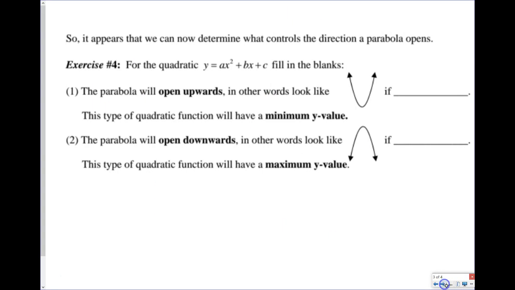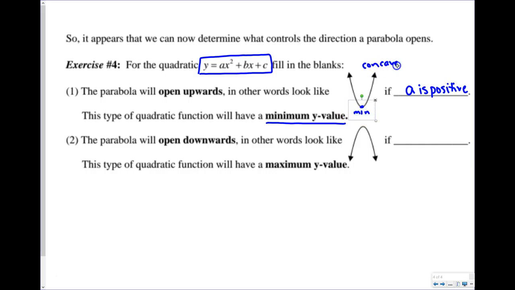Okay? So if we can make some rules here on the very last page. We're going to make some rules. So it appears that we can determine what controls the direction a parabola opens. So for this form, ax squared plus bx plus c, here's our formula. Let's fill in the blanks. The parabola will open upwards, in other words, look like this upward shape, if a is positive. Okay? This type will have a minimum y value. This is a minimum. This is called concave up. And that happens when a is positive.